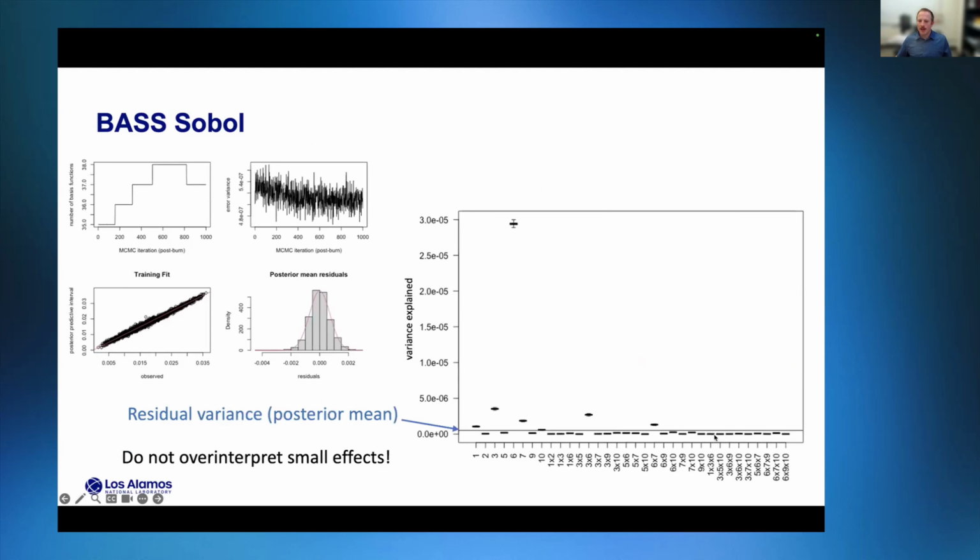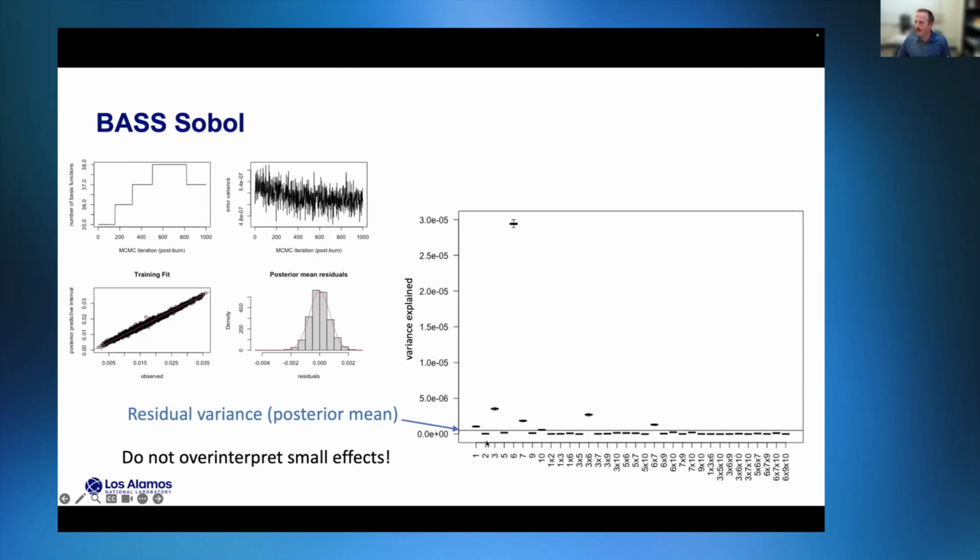And then I can take my Sobol decomposition and transform it to variance explained instead of percent variance explained, and then I can look at that compared to my emulator residual variance. And that's this line here, the emulator residual variance. So you see the X6 effect, the 3-6 interaction, the 6-7 interaction, the 7 and the 1 effects.